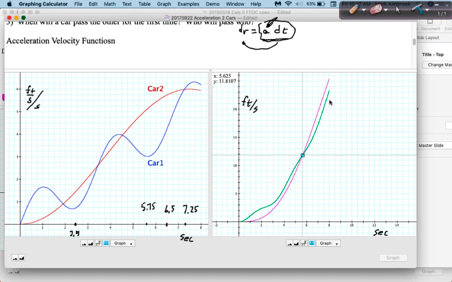8 seconds. I got it for 8 seconds. Yes or no? Who thinks car 2 will catch up to car 1? Who thinks car 2 won't catch up to car 1?